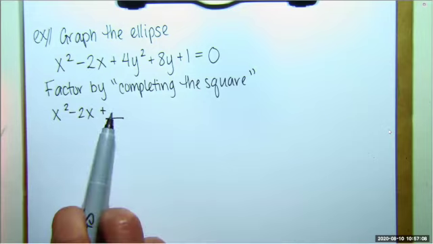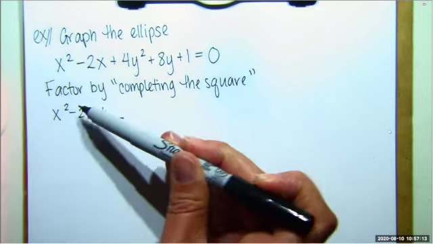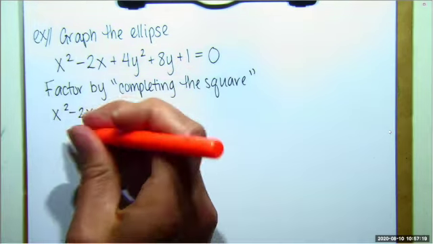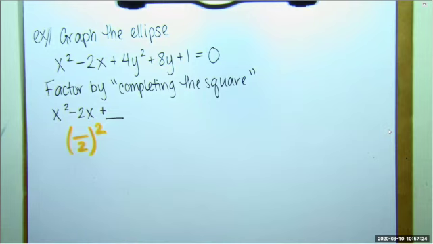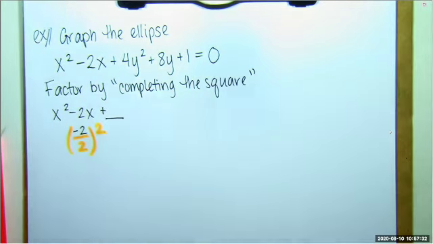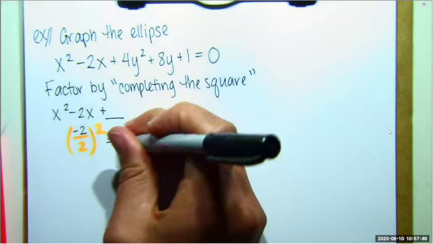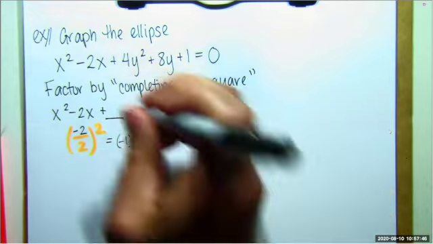In order to complete the square, I take this middle number, and my process is always the same. I'm always going to divide by 2 and square it. So I take this middle term, this b term, and I drop it right in here. So -2 divided by 2 and squared. -2 over 2 is -1. -1 squared is +1. So to complete the square, I need to add a 1 here.